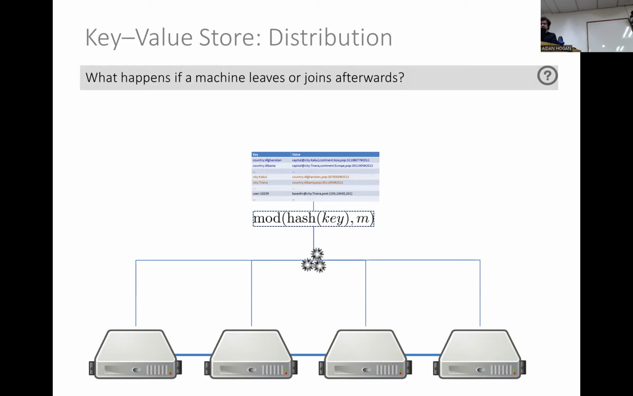Okay, now we have a problem. Let's say we do this, and this scenario is a little bit different to MapReduce or Spark. Why? Because now the data are persistent. We want to store the data over a long time. So what happens if a machine leaves or joins? If we really want to scale, then we want to be able to add more machines and do it in a transparent way. So let's say we added a 5th machine here, for example. What would happen?